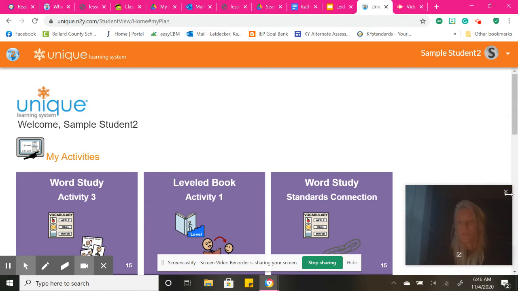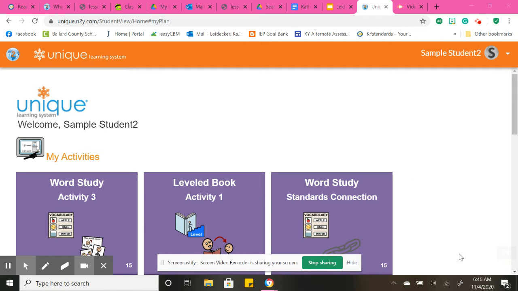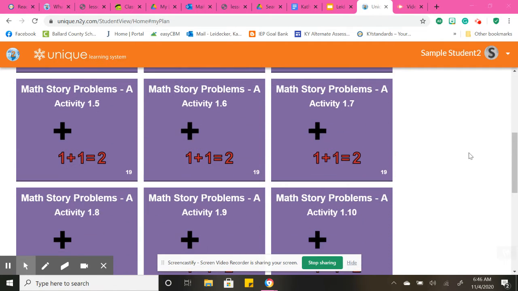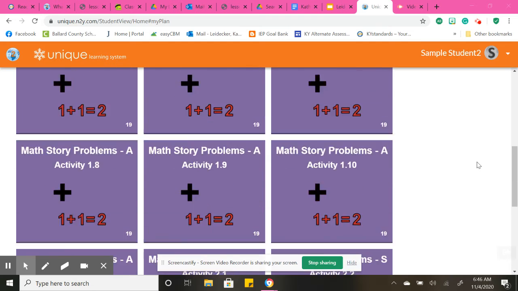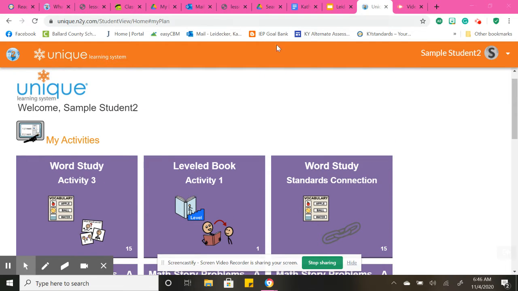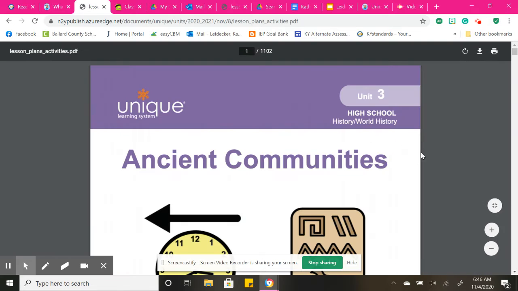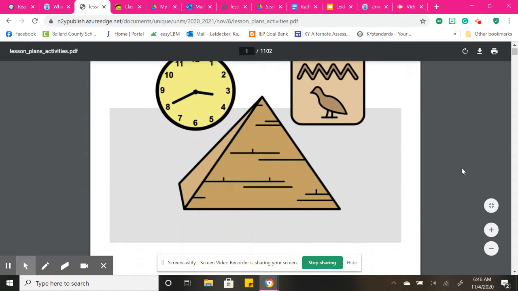Okay, so this is what your guys' stuff will look like for today. Let me go over our new learning targets for this unit. So for Unit 3, month of November, we will be looking at ancient communities.